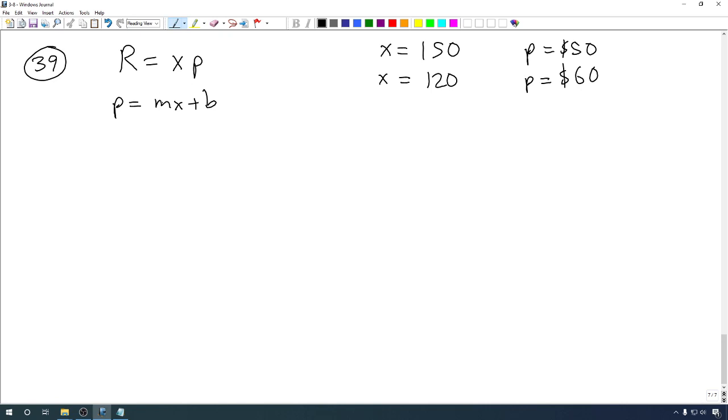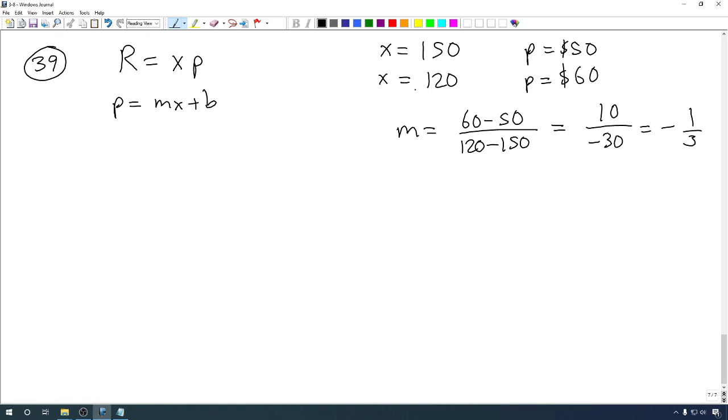These basically are points on this line. We can go ahead and find m, the slope, using the slope formula. Remember, p here is playing the role of y, so the difference in y is up on top. And it doesn't matter which direction we subtract these, as long as we do the same direction here. We're going to take 60 minus 50. So down here I need 120 minus 150. Top is just 10. The bottom is negative 30. So we have a negative 1/3 as our slope.